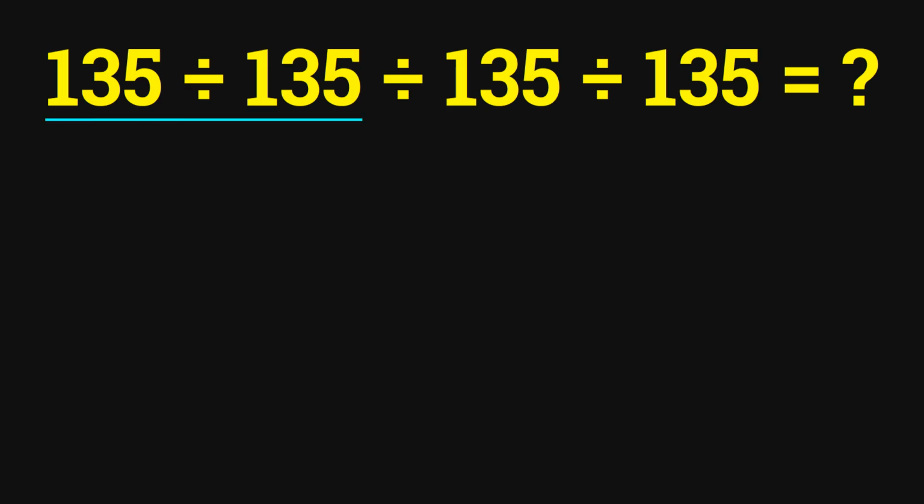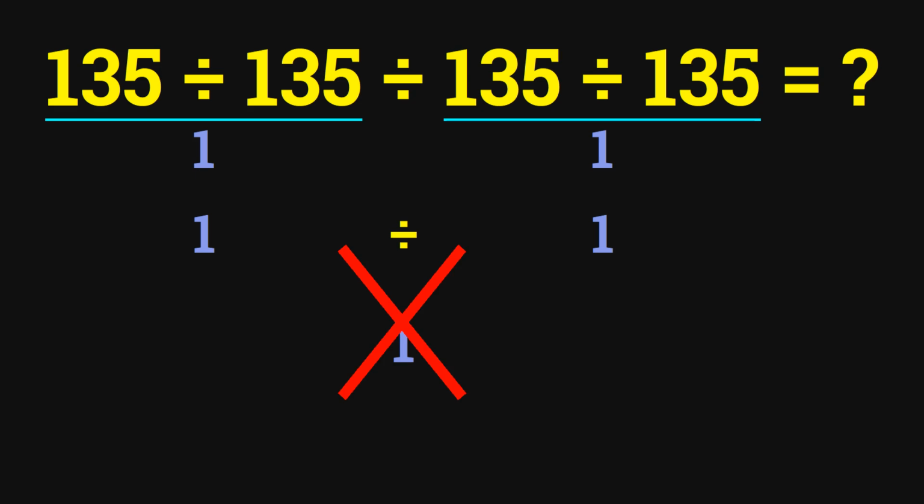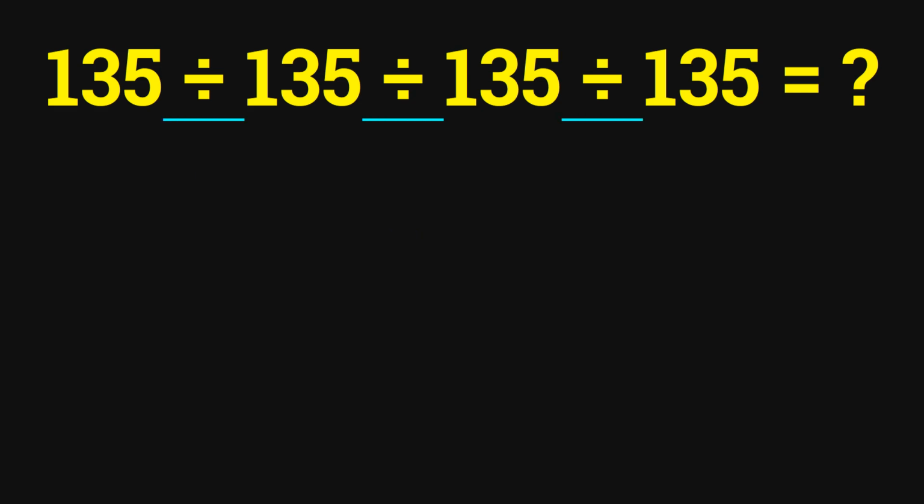135 divided by 135 equals 1, and 135 divided by 135 gives us 1, and 1 divided by 1 gives us 1. But this answer is not correct, because according to the order of operations, when we have more than one division, we have to work from left to right.